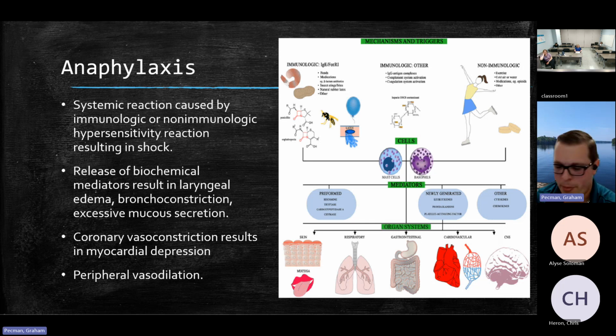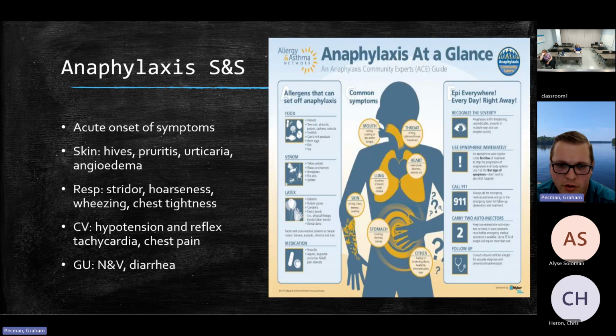And the key treatment with any anaphylactic reaction is early epinephrine. It's going to do a couple of things. It's going to reverse the global vasodilation effect, so increasing blood pressure, improving that vascular permeability, so preventing any additional fluid loss, and then also reversing any laryngospasm and airway emergency.